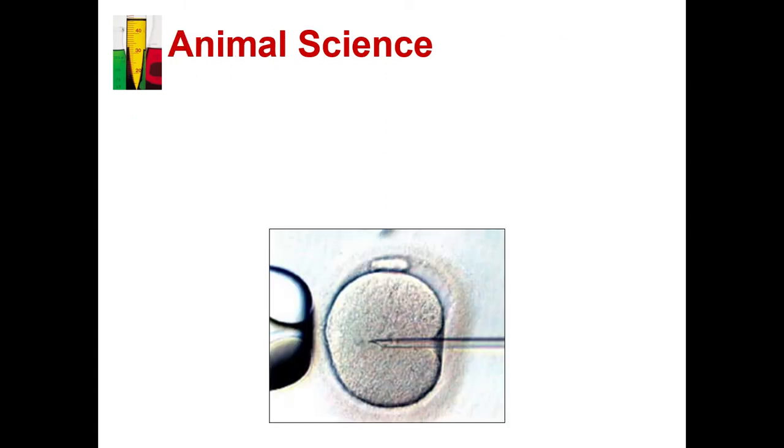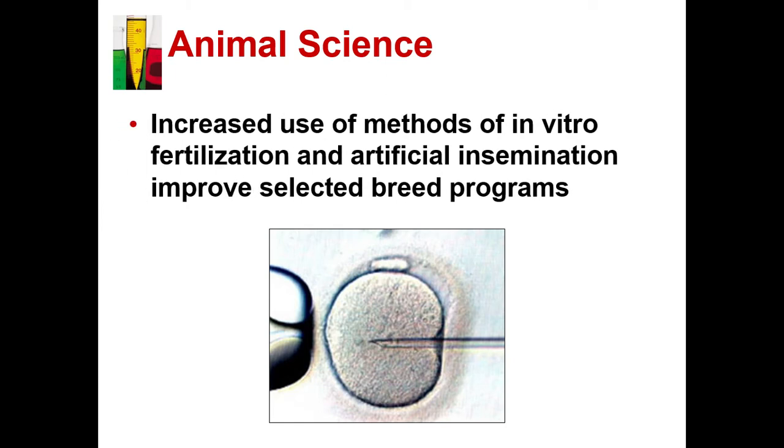The next is animal science. In animal science, increased use of methods of in vitro fertilization and artificial insemination improve selected breed programs. So what is selective breeding? Actually, we first have to know about this. You may have studied it in your 8th class, 10th standard biology, that I was talking about selective breeding.